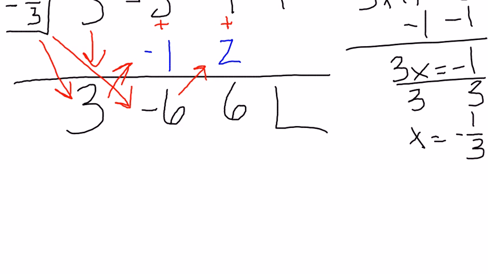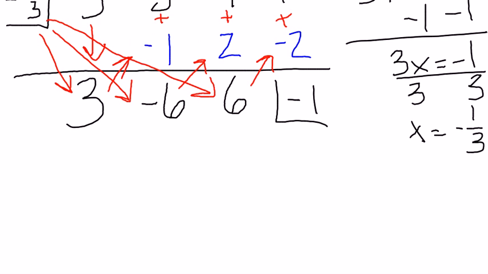Add those two together, 4 plus 2, which is 6. Then you would take -1 over 3, multiply it by 6, and then you put it up here, and you get -2. Add those two together, and 1 plus -2 is -1. So -1 is your remainder.